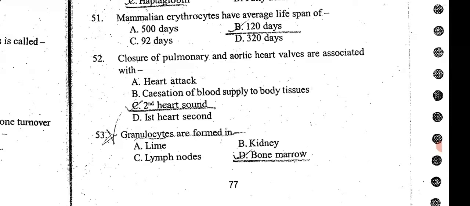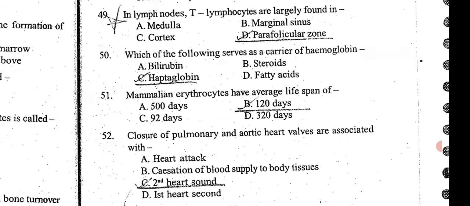The more reddish the color of bone marrow, the more active is the formation of red blood cells in that bone marrow. Shorter or small bones have a higher percentage of formation of red blood cells. Longer or large bones have a lower proportion of formation of red blood cells. Closure of pulmonary and aortic valves is associated with the second heart sound. Bone marrow is associated with the formation of granulocytes. 120 days is the lifespan of red blood cells.